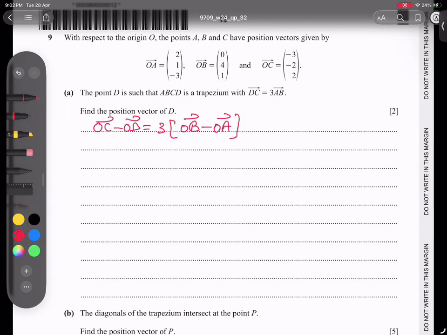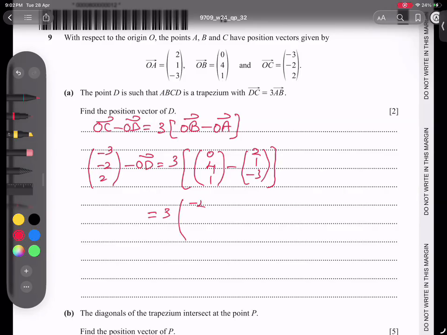All right, now I'm going to plug. First of all, I can plug in the values even. OC is what, students? Negative 3, negative 2, and 2. OD, I don't know. Here, I'm going to plug in these values, OB minus OA. OB value is 0, 4, 1. OA is 2, 1, negative 3. Here, I'm solving this: negative 2, there's a 3, and this I'm getting 4. And I think this I'm leaving it now here.